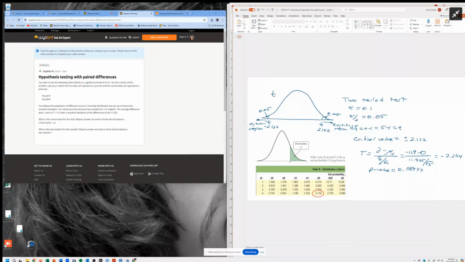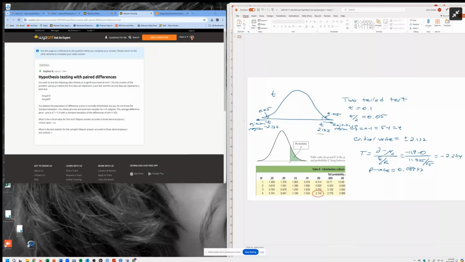We need to divide alpha by 2 in order to get how much is going to be in each tail, which is 0.05. And then the degrees of freedom is the sample size minus 1. So 5 minus 1 is 4. And we just look up on the t-table. I have part of a t-table copied over here. So we look up degrees of freedom 4 and the tail probability 0.05, and it gives us 2.132.